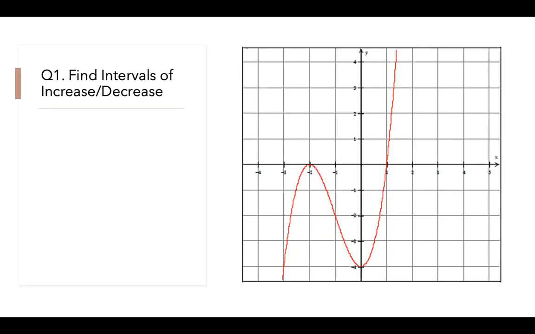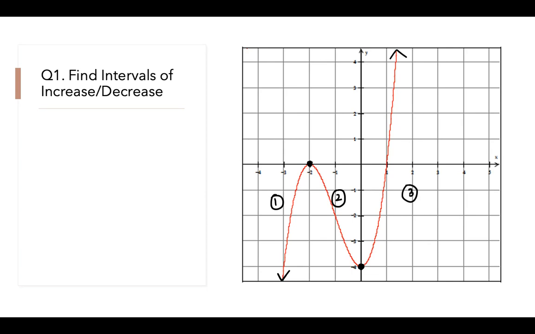Let's do an example. Find intervals of increase and decrease. First step, let's identify the turning points. This is a turning point, and we have two turning points here. What we're going to do is divide the sections by turning point. So let's just assume that the graph is going with the arrow. So we have three sections: section 1, section 2 in between the turning points, and section 3.